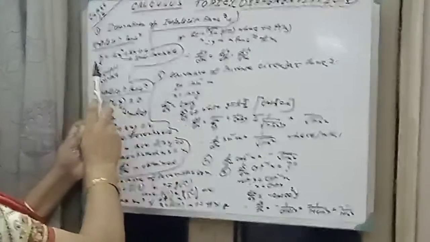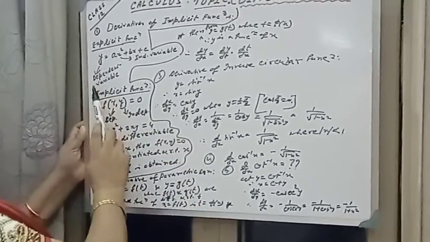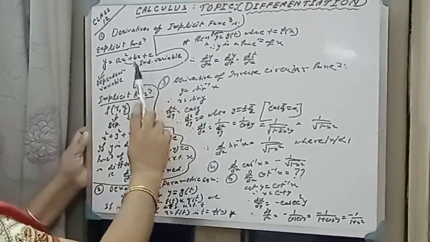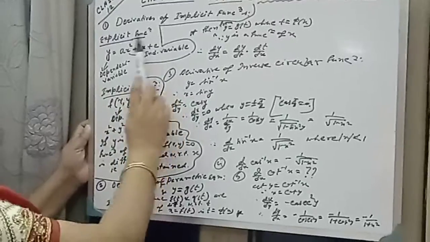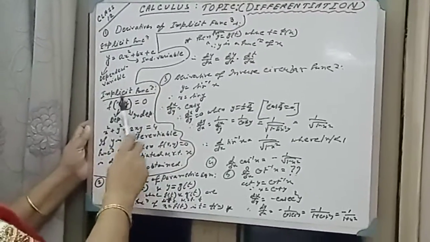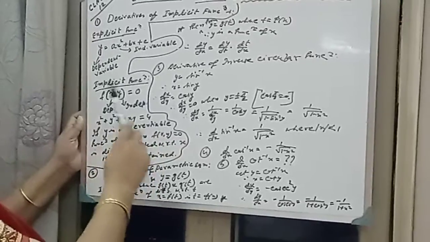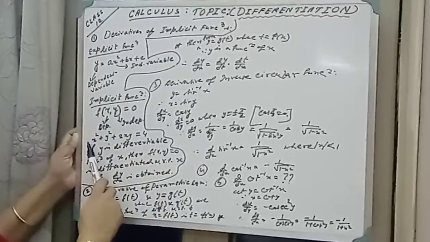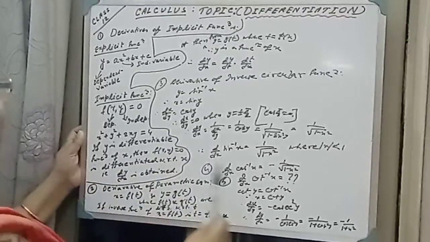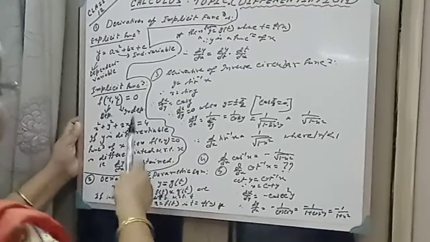Now we can see the difference between explicit and implicit functions. Here y is written alone on the left hand side, that is the dependent variable, and x, the independent variable, is written on the right hand side in polynomial form. In implicit functions, both variables are written together, like x square plus y square plus 2x equals 4. Any kind of polynomial we can write here.